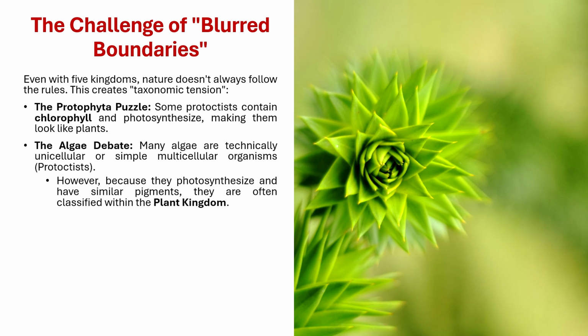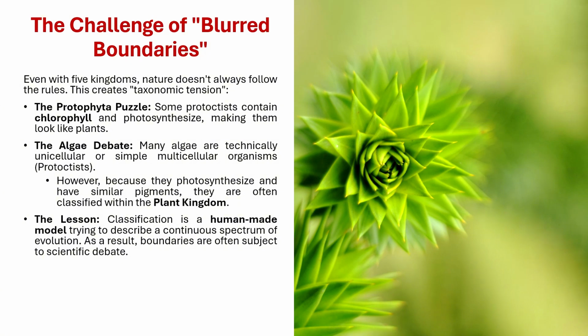Many algae are unicellular or very simple multicellular organisms, which technically makes them protoctists. However, because they have the same green pigments as plants and make their own food, some scientists argue they should be in the plant kingdom. The lesson here is that classification is a human-made model trying to describe a continuous spectrum of evolution. Because life is always changing, these boundaries are often the subject of intense scientific debate.